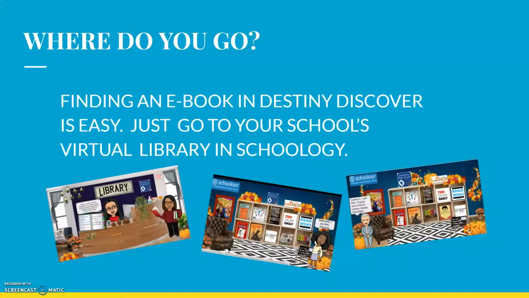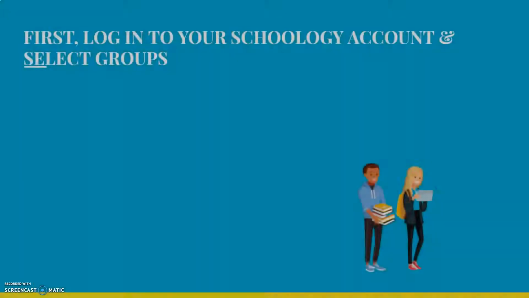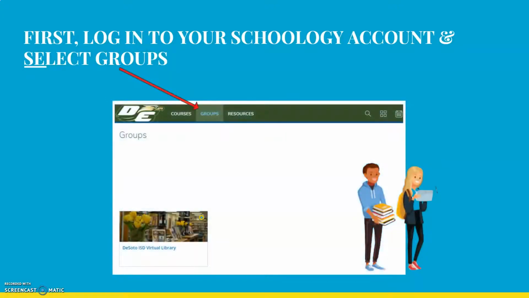Finding an ebook in Destiny Discover is easy. Just go to your school's virtual library in Schoology. First, log into your Schoology account and select Groups from the green ribbon at the top of the page.